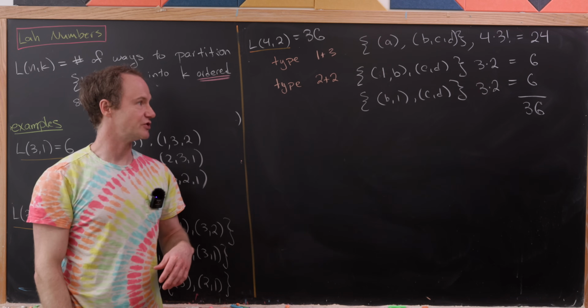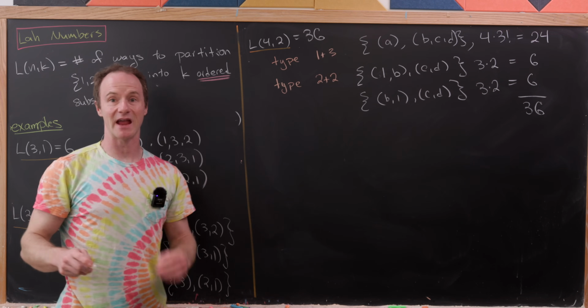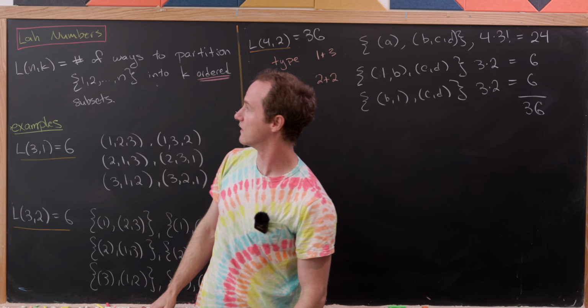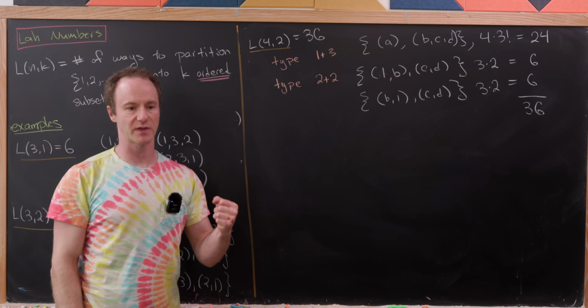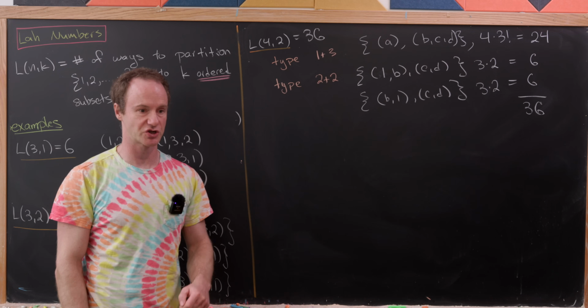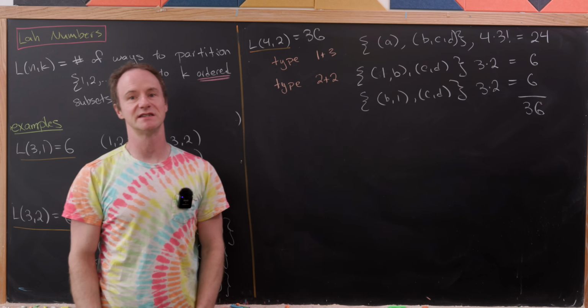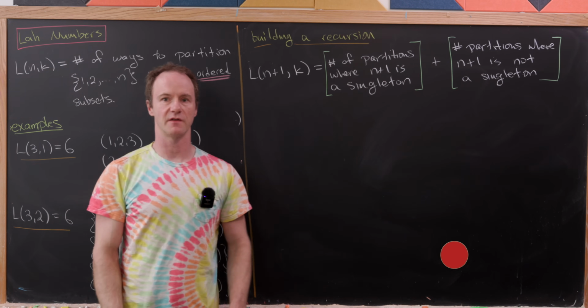So now what I'd like to do is build a recursion for these Lah numbers, and use that to build something called an exponential generating function, which we will in turn use to get a closed form.